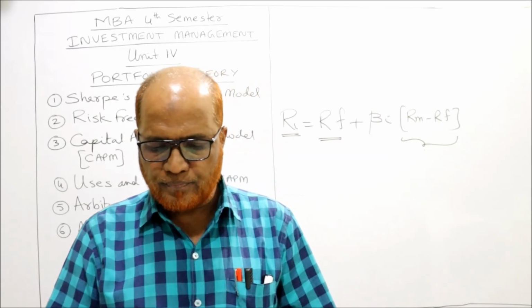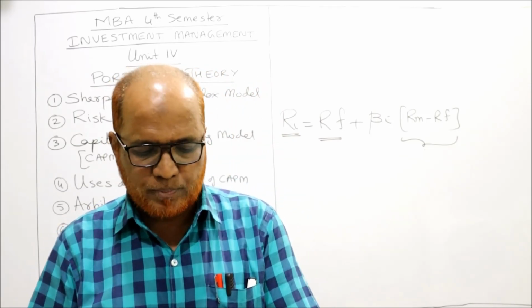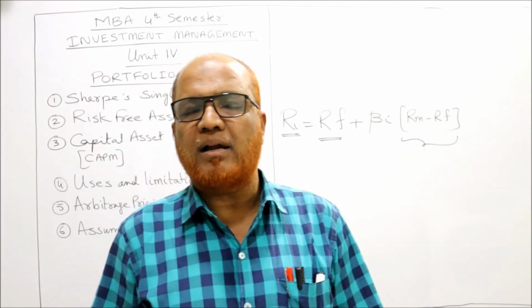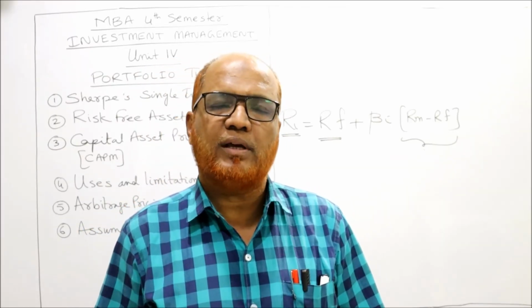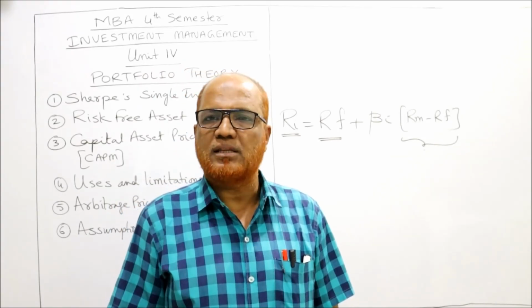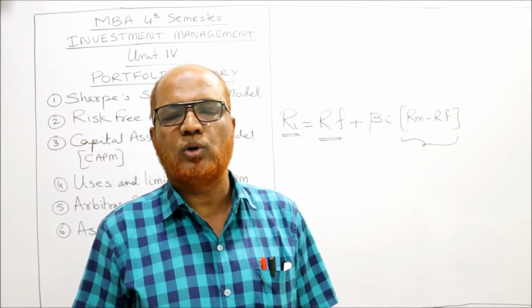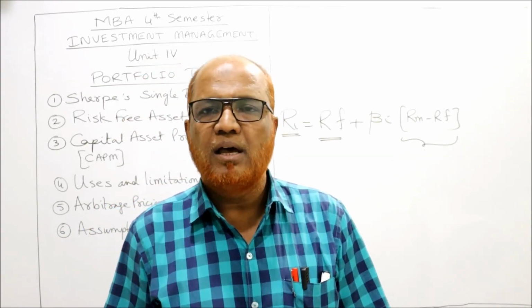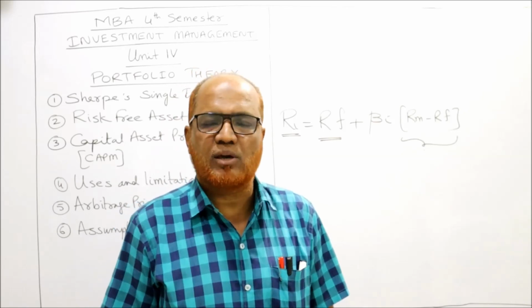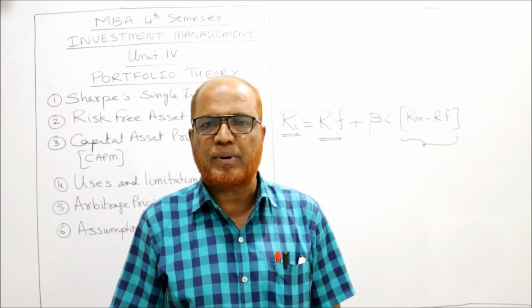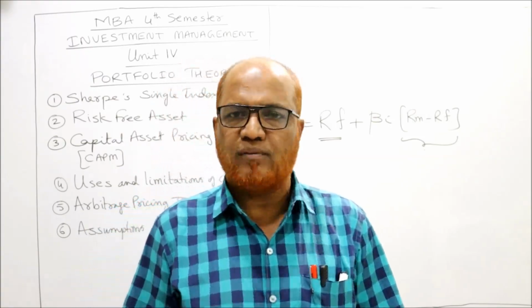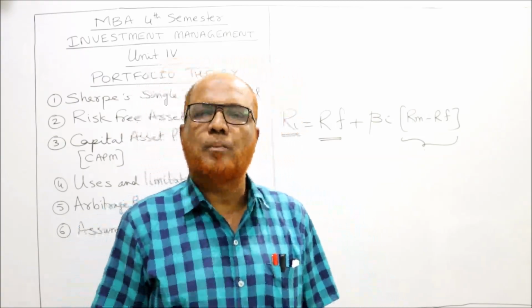So this is about APT, arbitrage pricing theory. So we have covered the theoretical part of this portfolio theory, unit number 4. Now in the next session we'll start the problems on portfolio return, portfolio risk, and how to calculate the beta, and how to identify whether the security is overpriced or underpriced in the market. So these are the different types of problems we will solve in the next session.